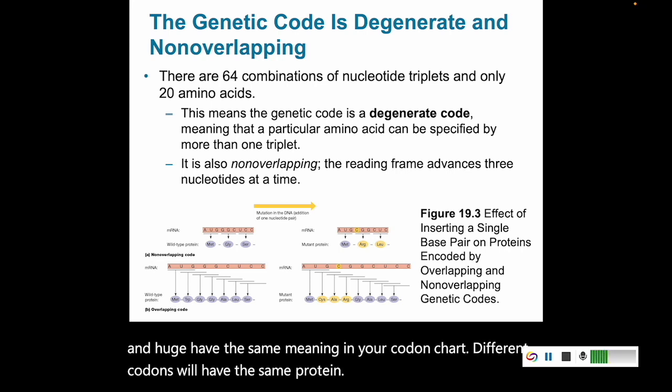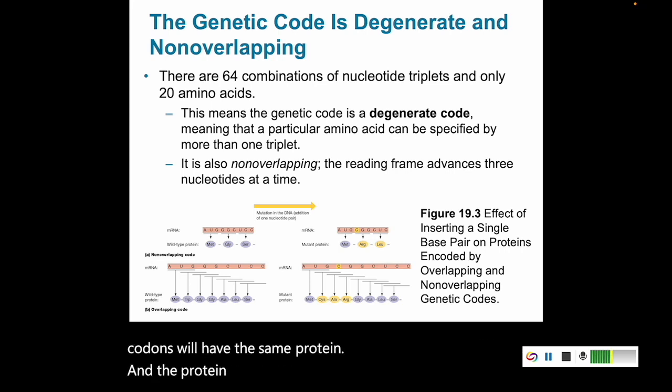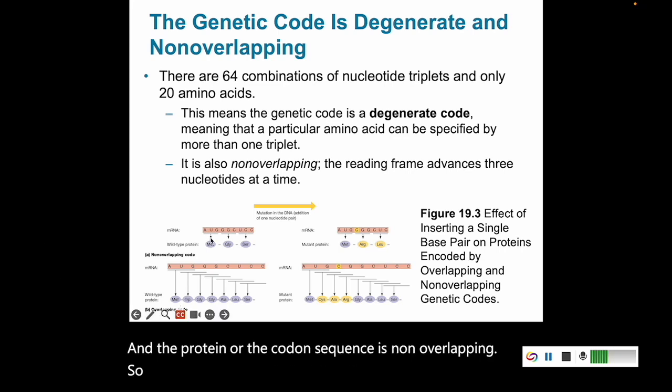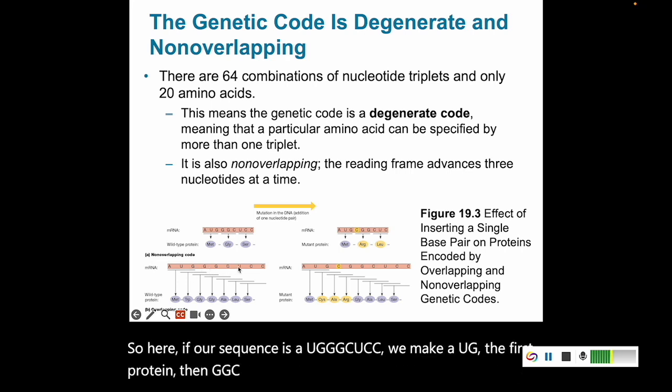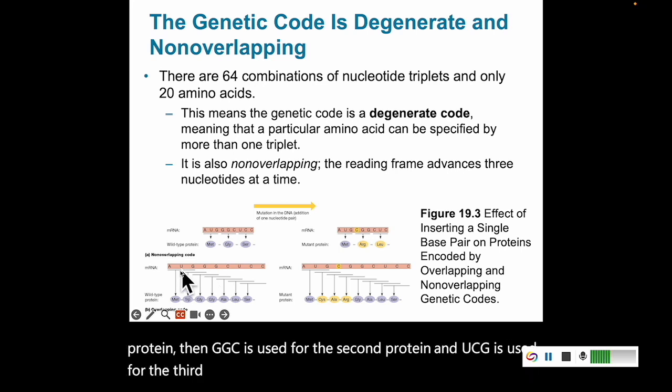And the codon sequence is non-overlapping. So here, if our sequence is AUG, GGC, UCC, AUG is used for the first amino acid, then GGC is used for the second amino acid, and UCC is used for the third amino acid. There's none of this overlapping mess going on.